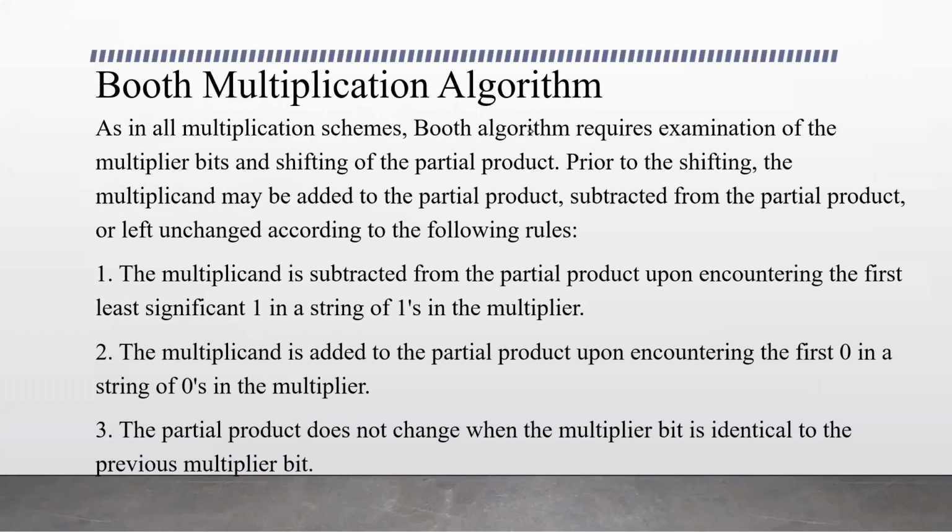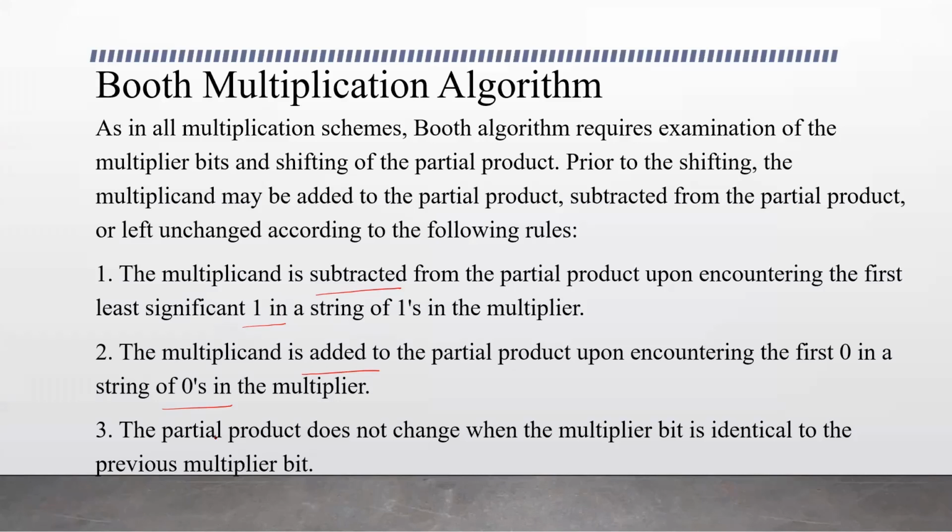To recollect the steps, we subtract the multiplicand when the bit is 1, and we add when the bit is 0, and the partial product will not change, meaning we will not add or subtract, when the bits are identical. When it is changing from 0 to 0, the bits are identical, or when it is changing from 1 to 1, the bits are identical. In this case we will not add or subtract.